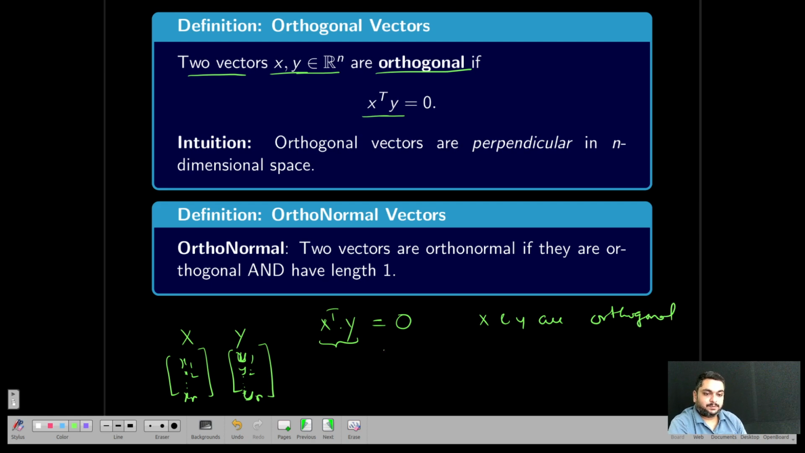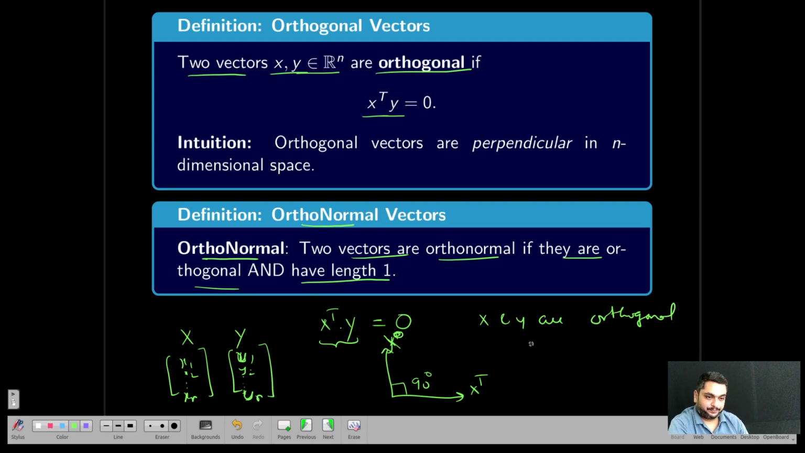It means that in this space, say this is my y, and say this is my x vector. Then they are perpendicular to each other. When they are perpendicular, the dot product is always 0. That is the property. Now, what is an orthonormal vector? An orthonormal vector is the same, but two vectors are orthonormal if they are orthogonal and one more condition holds: the length of each vector should be 1.